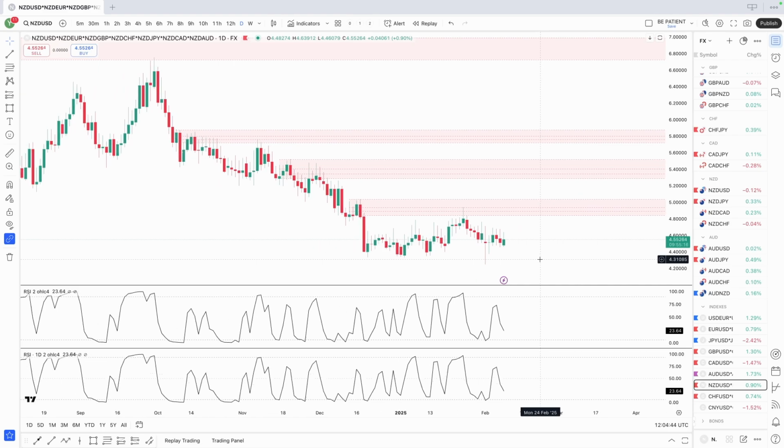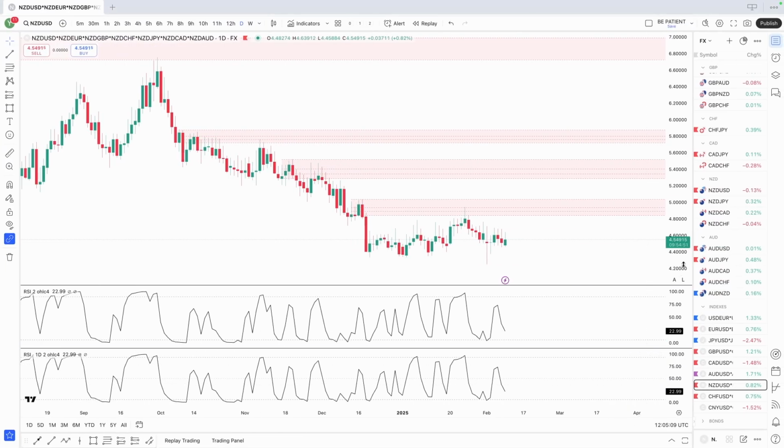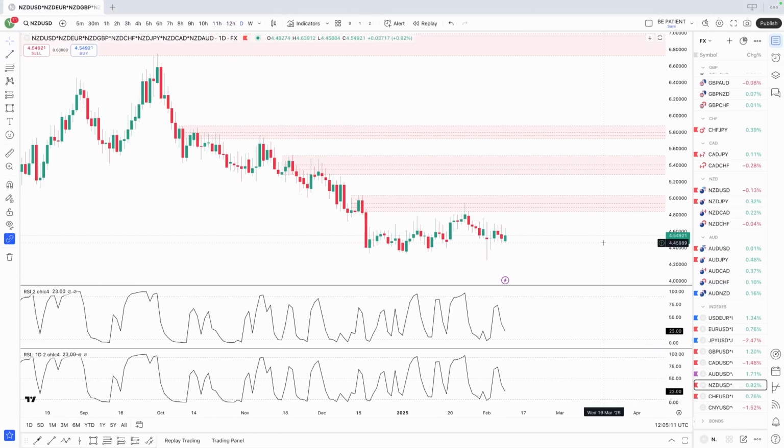And New Zealand dollar, the central bank that will cut the most, 110 points, a 57% probability of a 25-point rate cut in the next meeting. So definitely, it's very hard to justify, sorry, not for a hike, for a hawkish price movement for the RBNZ when they are going to cut the most, and obviously interest rates are very, very crucial to the strength of the currency.